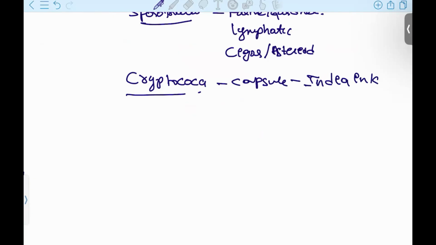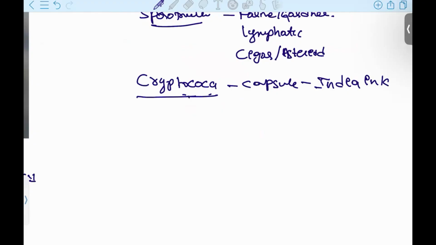And what is the specific feature that can be seen in Cryptococcus? It involves the budding yeast, which causes severe meningitis in patients suffering from AIDS or immunodeficiency. The treatment will be amphotericin B, along with which flucytosine can be given for this patient.